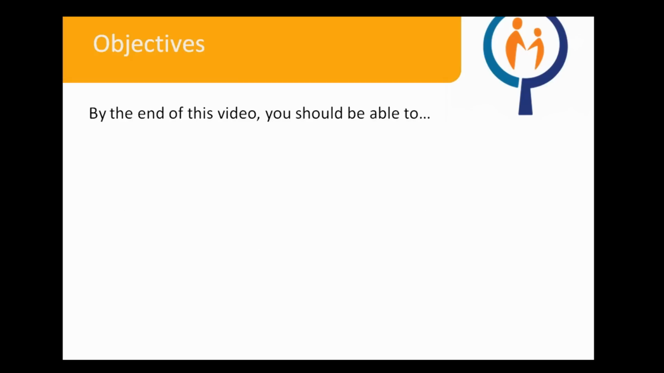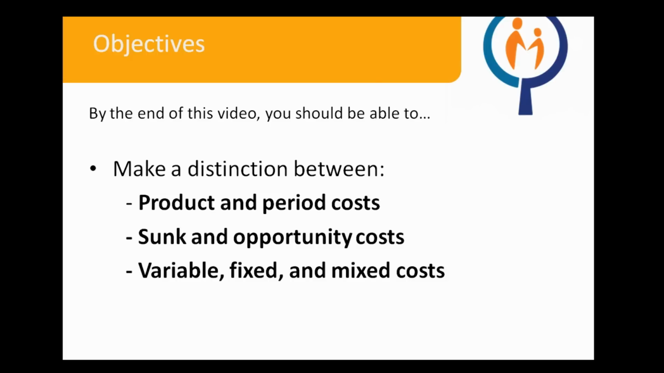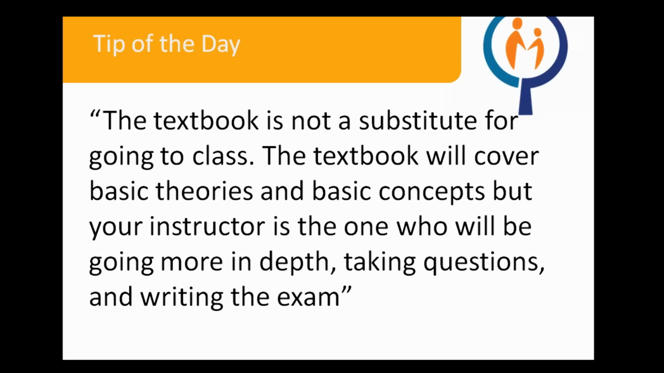You should be able to distinguish between product and period costs, sunk and opportunity costs, and variable, fixed, and mixed costs. If you are unable to complete any of these objectives, now is a good time to re-watch this video or complete more exercises related to this section in your textbook. Remember that the textbook is not a substitute for going to class. The textbook will cover basic theories and basic concepts, but your instructor is the one who will be going more in depth, take questions, and write the exam.